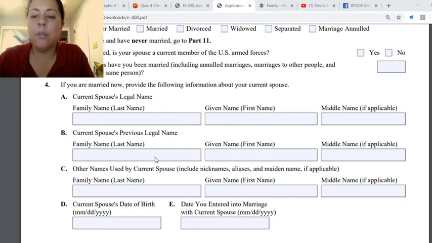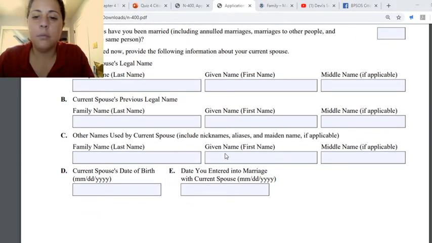Letter B, previous legal name. Do not write if there is no name from before. Letter C, other names used by current spouse. If they have no nickname, do not write here. And letter D, current spouse date of birth. When is your husband or wife's birthday? And letter E, date you entered into marriage means date you got married.